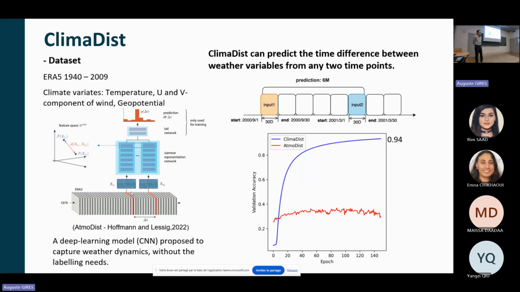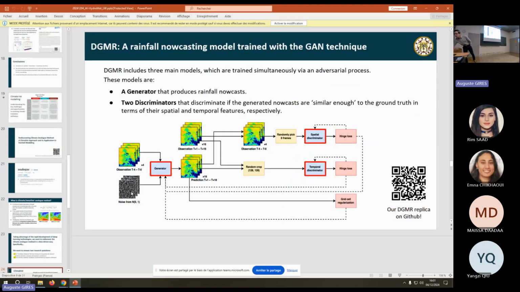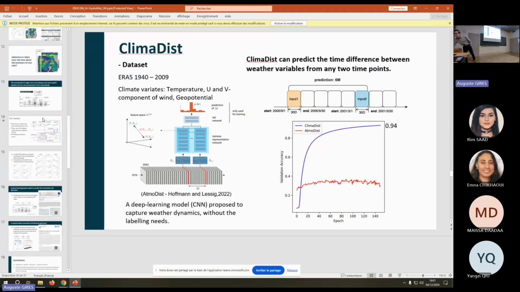Not very satisfied. Okay. I have one question. Which metrics are you using to compare your nowcasting with the existing field? How do you validate the nowcasting?